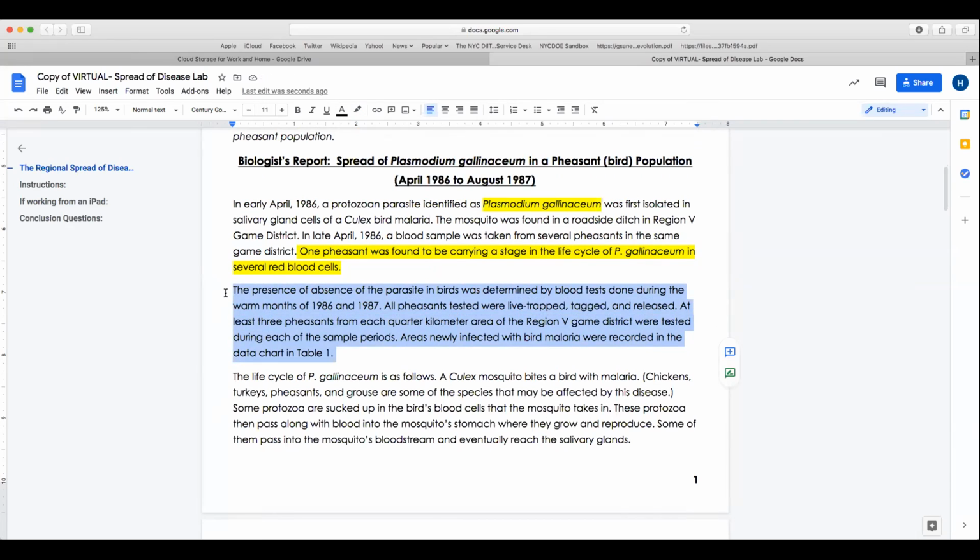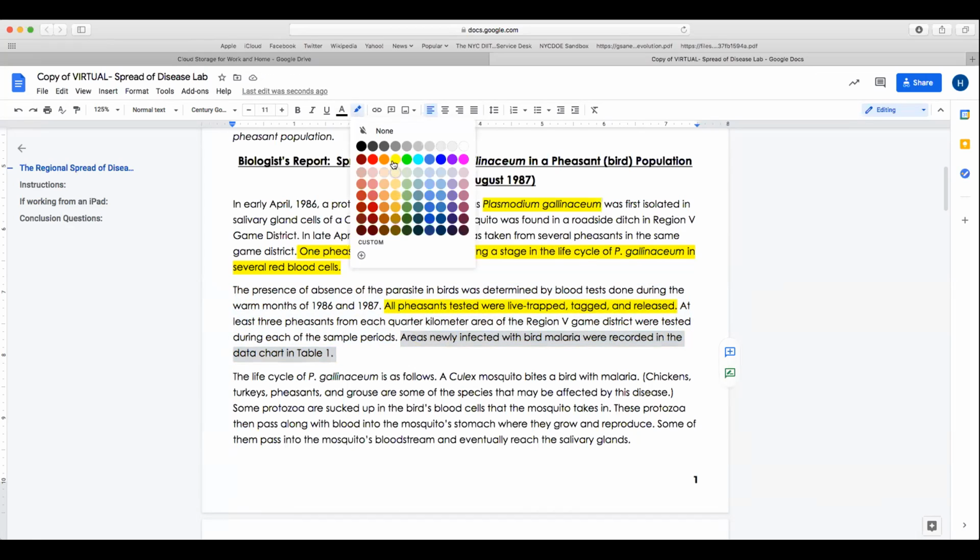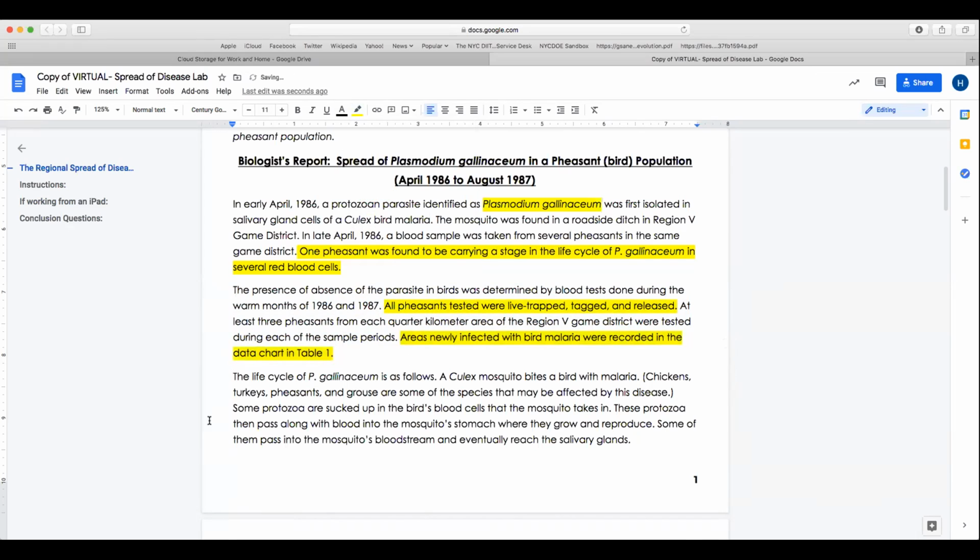The presence or absence of the parasite in birds was determined by blood tests done during the warm months of 1986 and 1987. All pheasants tested were live trapped, tagged, and released. At least three pheasants from each quarter kilometer area of the Region V game district were tested during each of the sample periods. Areas newly infected with bird malaria were recorded in a data chart, Table 1.